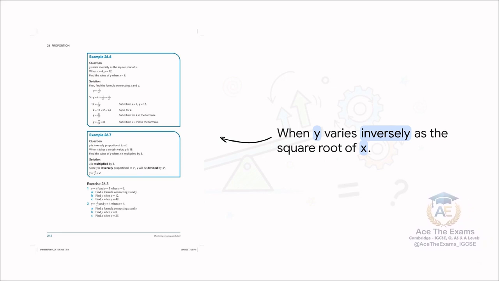Now the question asks for y when x is 9. We just plug it in. Y equals 24 over the square root of 9. The square root of 9 is 3. 24 divided by 3 is 8. Boom! Y equals 8. We just conquered a nasty inverse square root problem without even breaking a sweat.